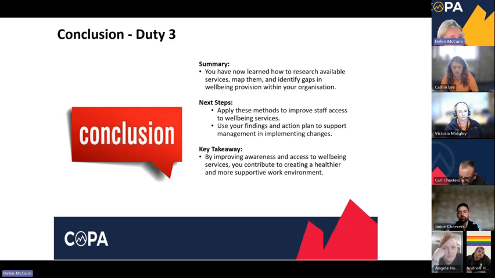So hopefully from that one, you should learn how to research services, map them and gather feedback from staff to provide informed advice, and then discuss how to develop an action plan that addresses any gaps in service provisions and promotes better access. So you need to apply these methods to improve staff access to wellbeing services, and then use your findings to make the action plan. And then hopefully by improving awareness and access to wellbeing services, you can contribute to creating a healthier and more supportive working environment.